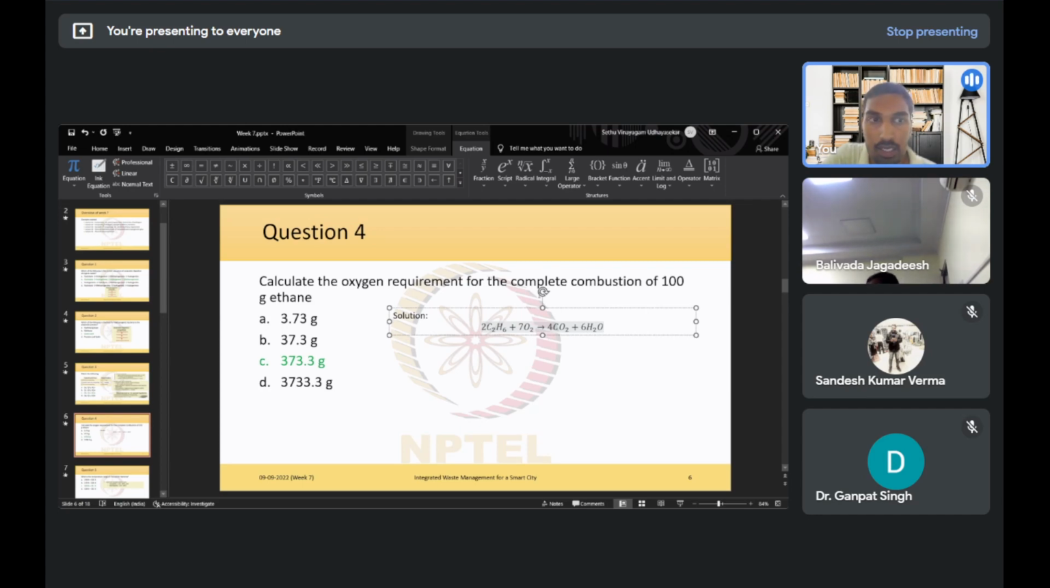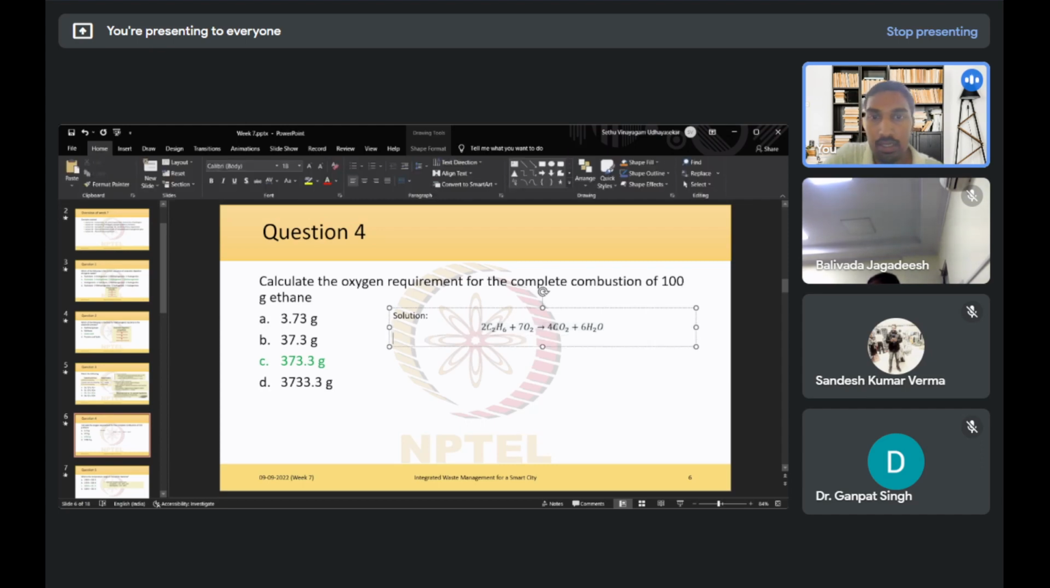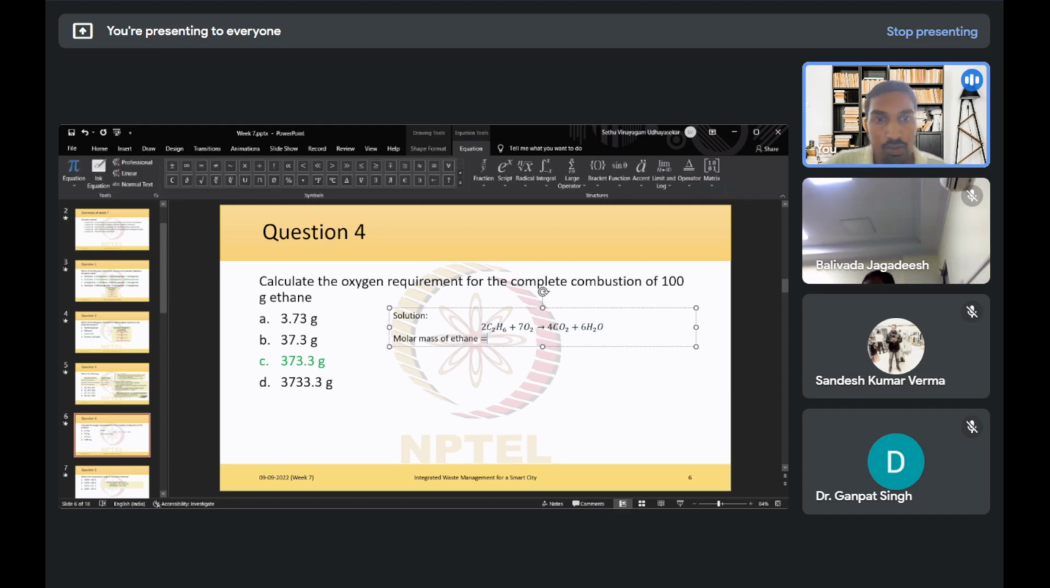But now we are talking about only 100 grams of ethane. So what is the molar mass of ethane? The molar mass of ethane is nothing but, for carbon, we have 2 carbon atoms, so that is 24 grams, and there are 6 hydrogen atoms, so that is 6 grams, so totally 30 grams per mole, right? So that is the molar mass of ethane.